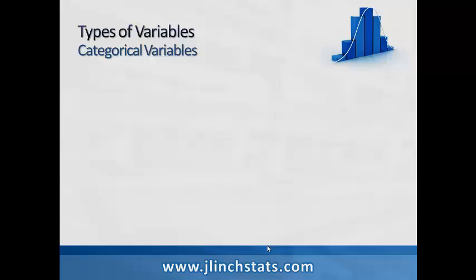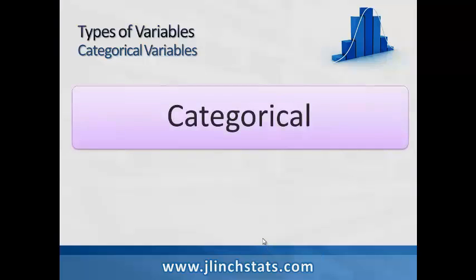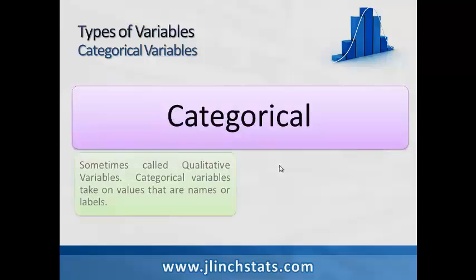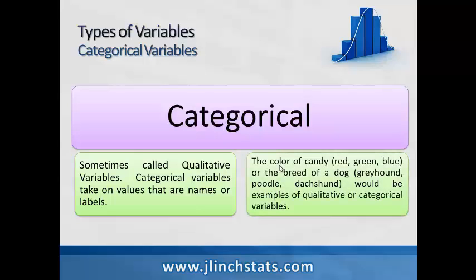Let's begin by talking about categorical variables. A categorical variable is sometimes called a qualitative variable, and these are used interchangeably. So when somebody refers to categorical variables, they're also referring to variables that are qualitative. Qualitative or categorical variables take on values that are names or labels. For instance, the color of candy. If I'm talking about the color of candy, that's a categorical variable. It could take on many different colors: red, green, blue, etc.